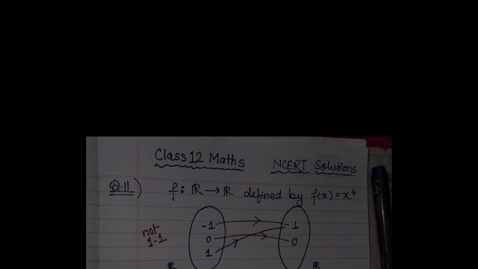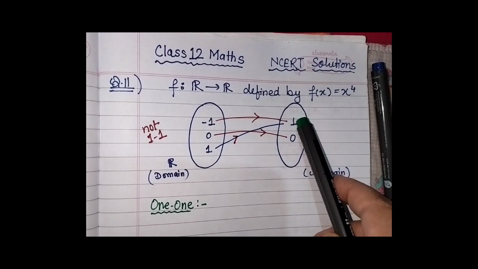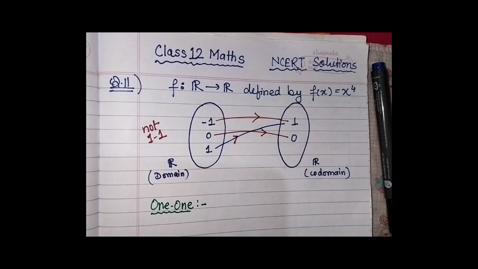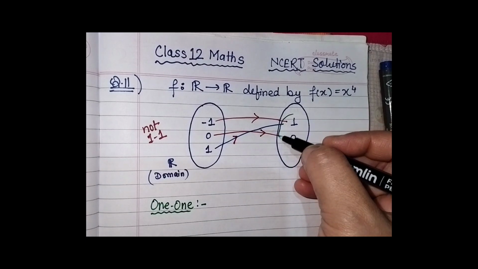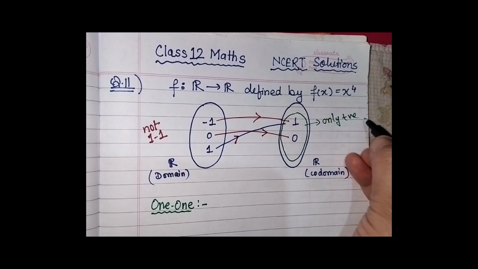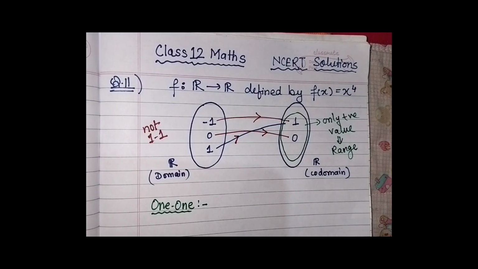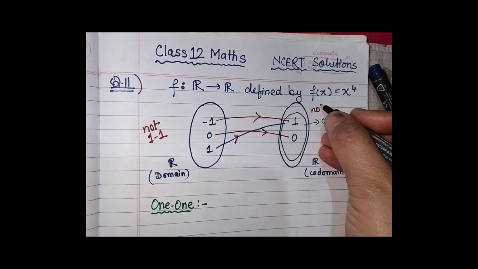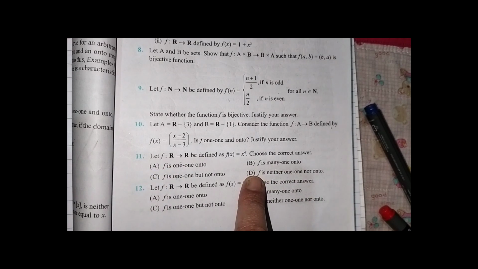What about onto? So do you remember the function f(x) is equal to x square, where the range was all the positive numbers? In this case also you have that f(x) is equal to x raised to 4. That means you will get all the positive values only. So that means the range set is only the positive values. So as you can see, the range is not equal to codomain. That means this function is not onto. As you can see, the option is neither 1-1 nor onto. That means D is correct. Okay, so 11th answer is D.